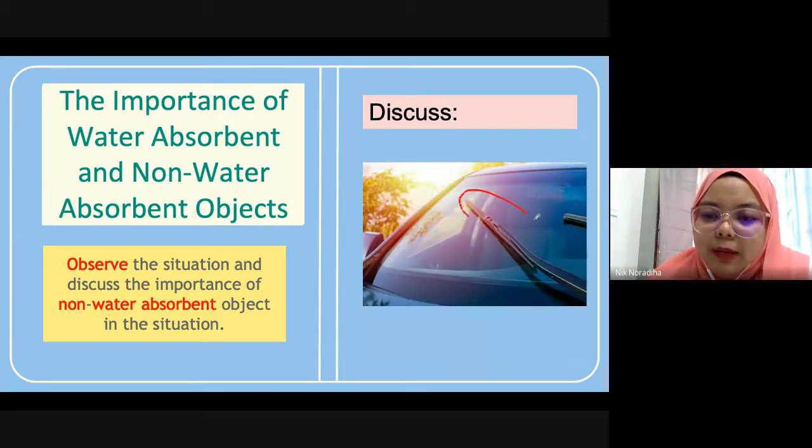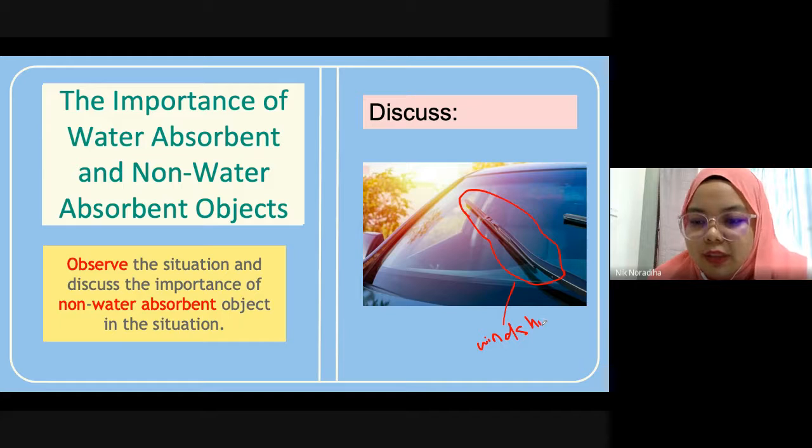This one, the black one here, we call it a windshield. I'm sure you have already seen it in your parents' car. So we call it a windshield.